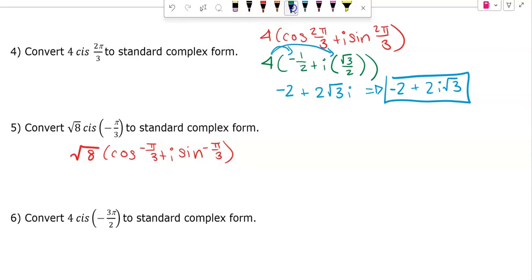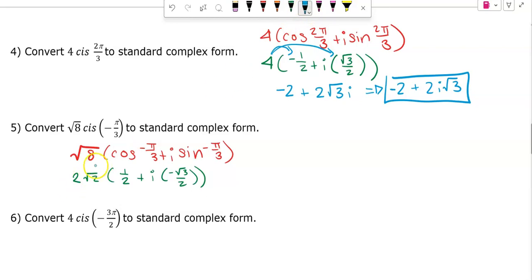Well, let's go ahead and see what we've got here. Square root 8, I need to simplify that. That's 2 square root 2. Cosine negative pi over 3. Cosine at negative pi over 3 is going to be positive 1/2 plus i, and sine negative pi over 3 is going to be negative square root 3 over 2.